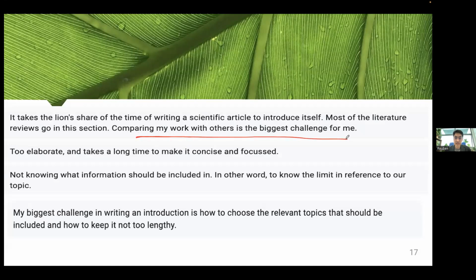So there's one person who said that comparing my work with others is the biggest challenge for me. Well, a lot of times you want to compare your study with others. This happens in the discussion. So later we'll see that. You usually don't start comparing research in the introduction. You usually do that in the discussion. So don't worry about it.